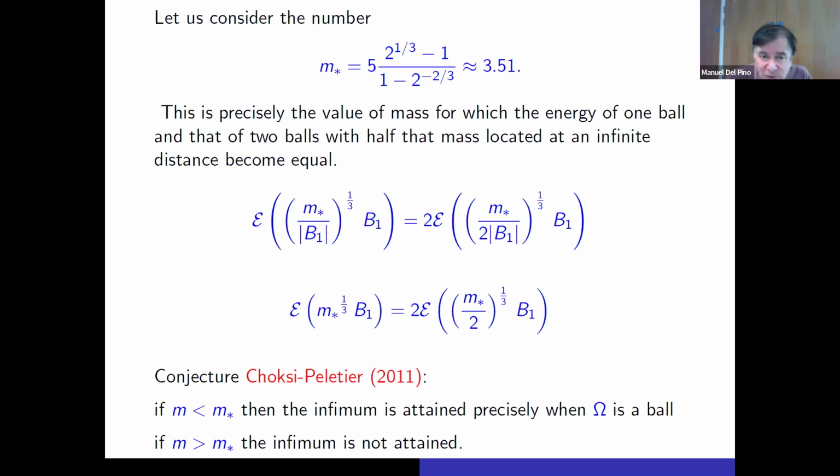Let me consider yet the following key number, a number that I will call M star. I will explain to you in a moment what this number represents. This number M star is defined by this critical condition, and it is approximately equal to 3.51. This value for the mass is the value of the mass M for which the energy of one ball and that of two balls with half the corresponding mass located at an infinite distance become equal.